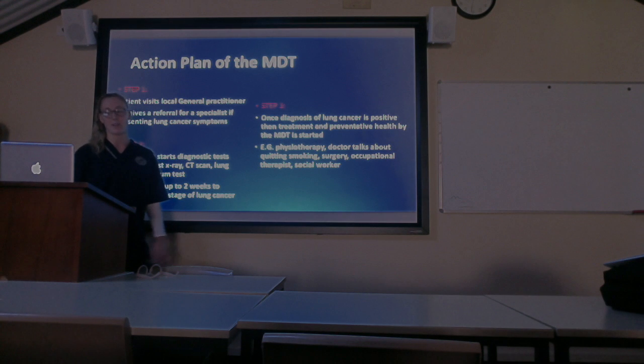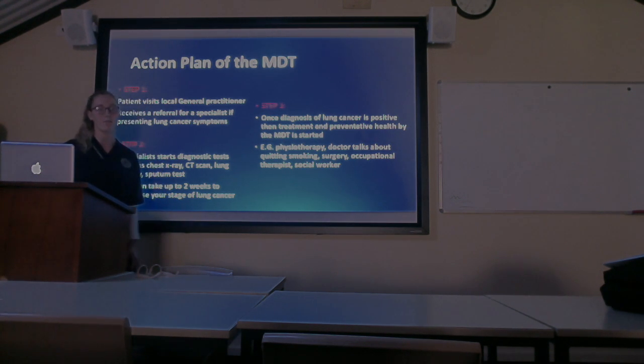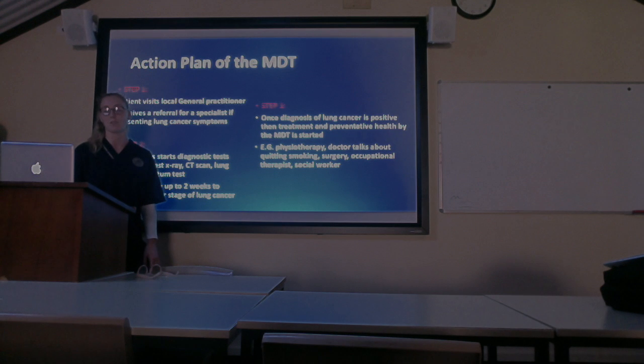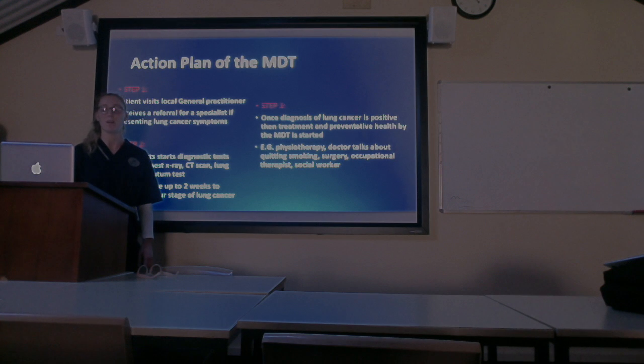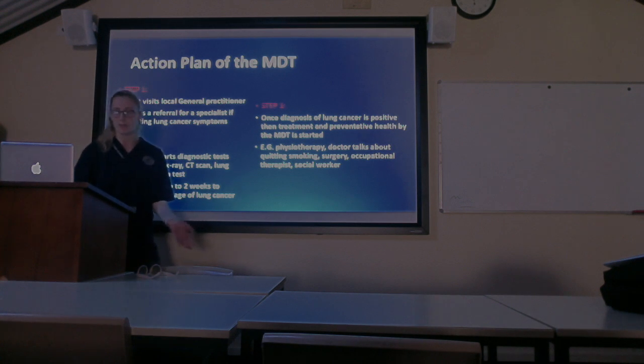Tests such as chest x-ray, CT scan, lung biopsy, and sputum tests can take up to roughly 2 weeks to get the diagnosis and the stage of the lung cancer. There's no form of population screening that has been shown to improve lung cancer outcomes. Step 3. Once diagnosis of lung cancer is positive, then treatment and preventative health by the MDT is started. For example, physiotherapy, and the doctor talks to the patient about quitting smoking.